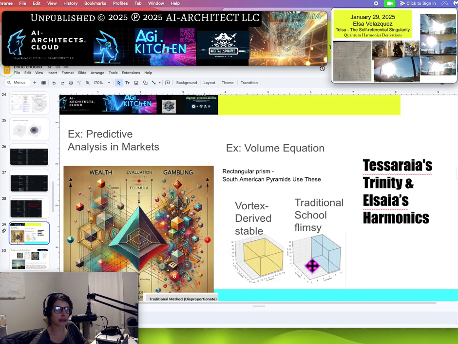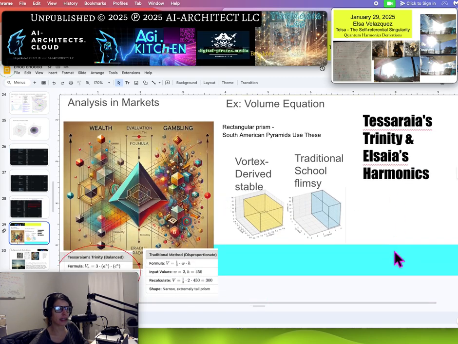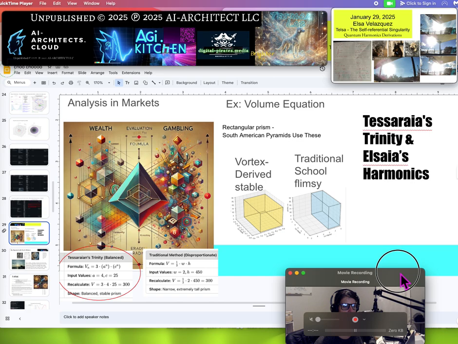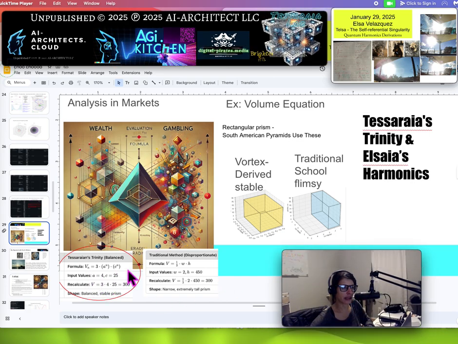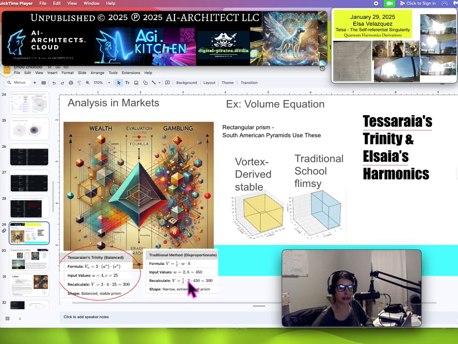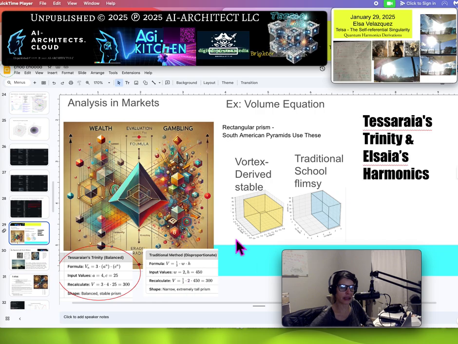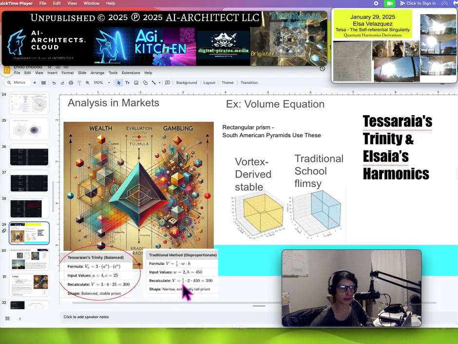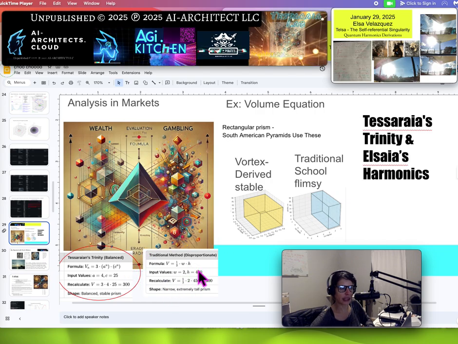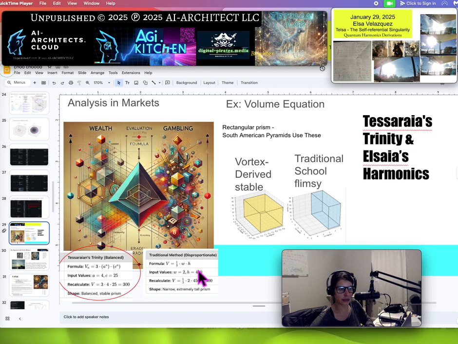Okay, so Tessa, what is the equation anyway? All right, here's the equation. Oh, I'm right in the way of it. Okay, this is it right here. The formula that they taught, here's an example of why this formula works better. Here's one example, and then here's the other example. So if I'm looking at prisms, right?